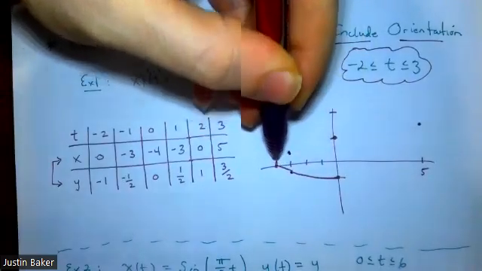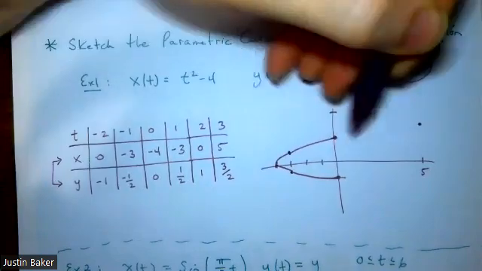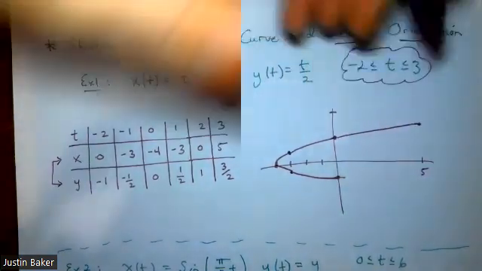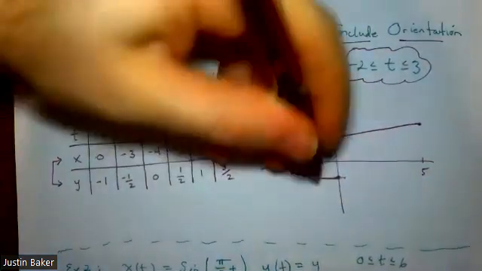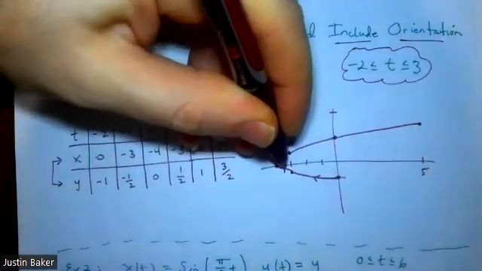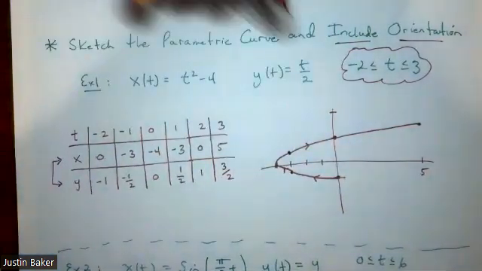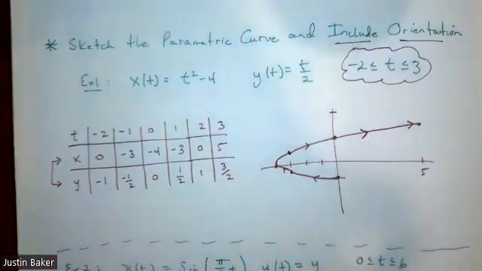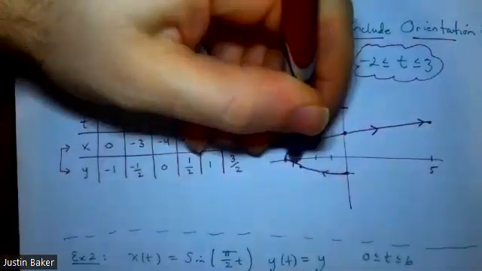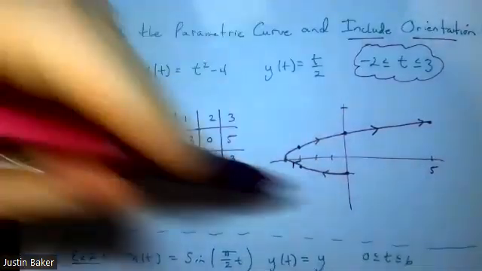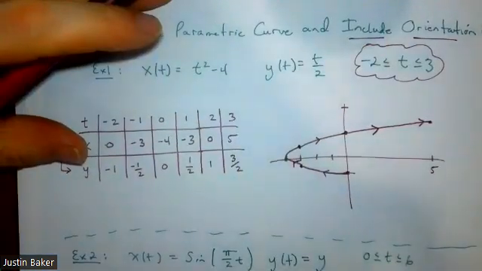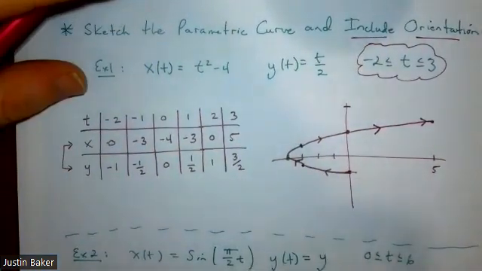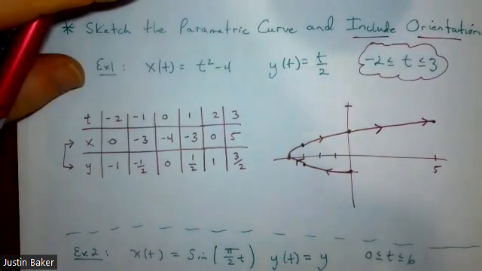Now we start with where we started, and we connect them. Including the orientation means it wants you to draw arrows. There's no set amount, just enough that we can show the direction. That is called the orientation of the parametric graph. It shows you where it started and where it took off and went to. If you ever had to graph one of these by hand, that's how you would go about doing it. Do we have any questions there?